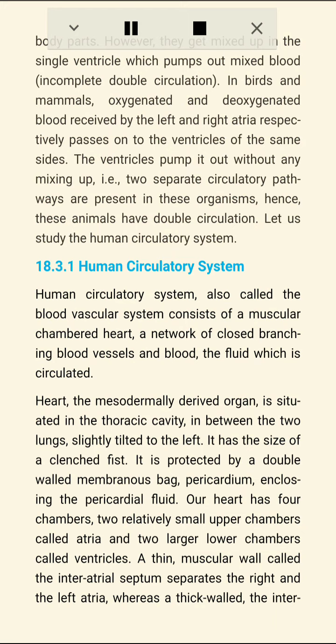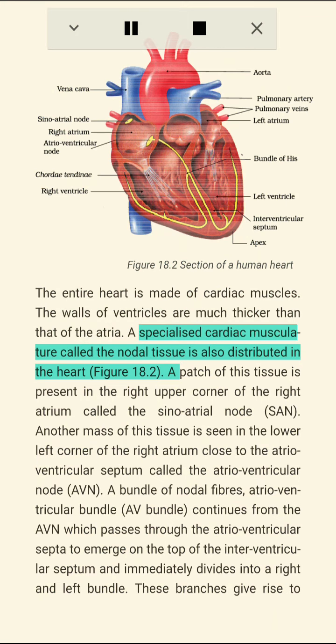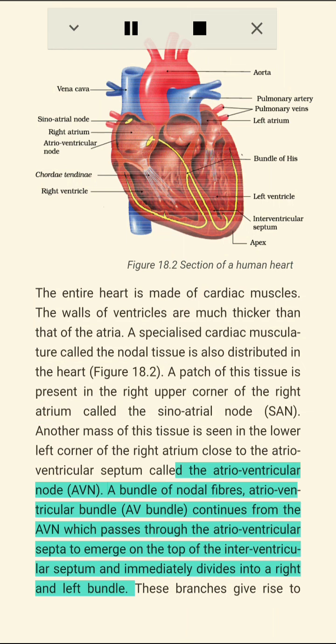The entire heart is made of cardiac muscles. The walls of ventricles are much thicker than that of the atria. A specialized cardiac musculature called the nodal tissue is also distributed in the heart, Figure 18.2. A patch of this tissue is present in the right upper corner of the right atrium called the sinoatrial node, SAN. Another mass of this tissue is seen in the lower left corner of the right atrium close to the atrioventricular septum. The atrioventricular node, AVN.